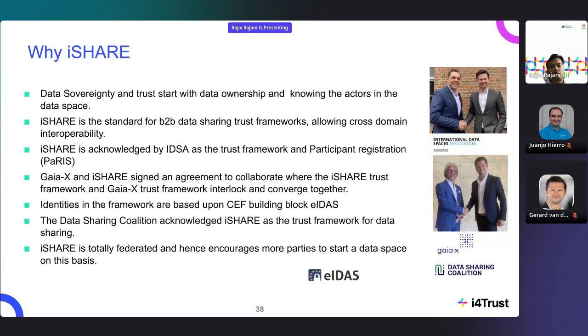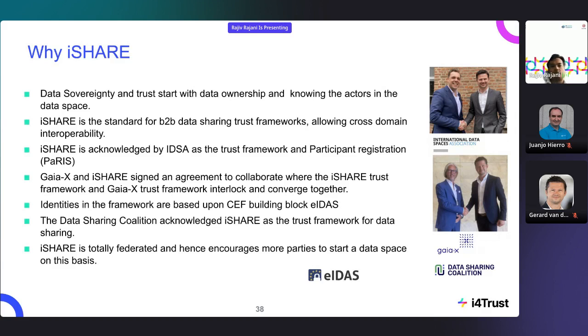And with this trust framework, you enable data sovereignty, and that essentially allows you to empower the data owners to be in control of the data even after it has been shared, and that is what is covered through the legal means as well by iShare's legal framework, which is part of the trust framework. It's a standard, if you may say, for B2B or organization to organization data sharing, and allowing you to have this interoperable cross-domain sharing of data possibilities, basically.